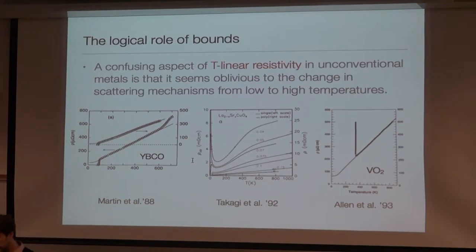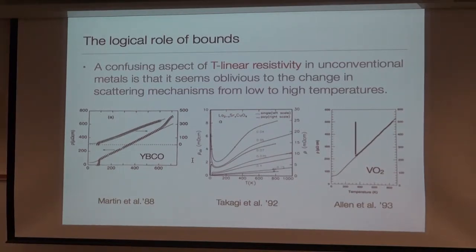Now, if you look in the textbook, for example, Ashcroft and Mermin, T-linear resistivity is supposed to come from scattering of phonons above the Debye temperature. Many of these curves go straight through the Debye temperature without seeming to care. And in fact, they go through, especially things like this one, many different regimes where you might have expected different scattering mechanisms to be relevant.